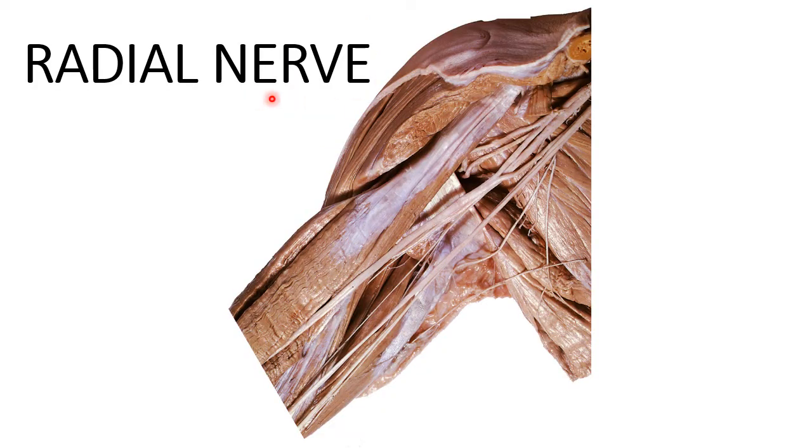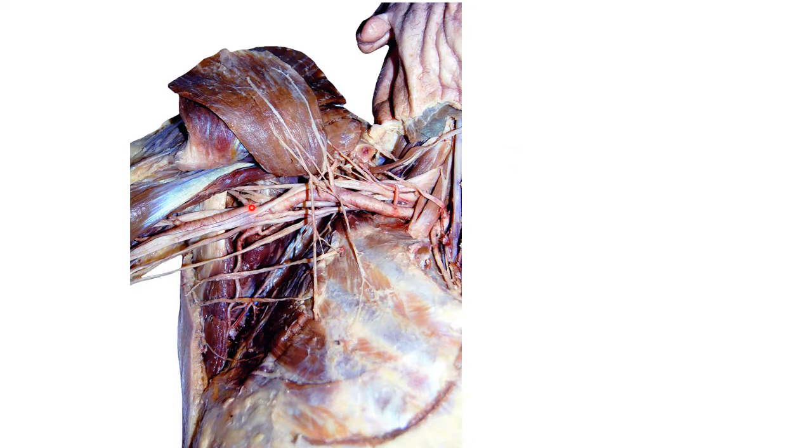Then radial nerve. So radial nerve, it is very interesting. So the radial nerve, which we can identify over here, is a branch of the posterior cord of the brachial plexus. So the first nerve which leaves the neurovascular bundle in the axilla is nothing but the radial nerve. Then what is going to happen to this radial nerve? It is running posteriorly. Yeah, here you can see that.